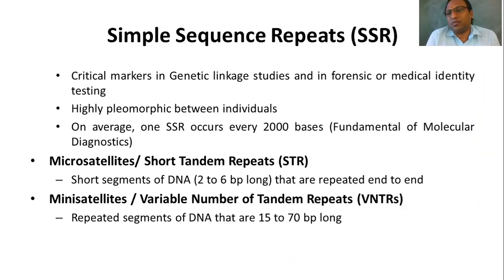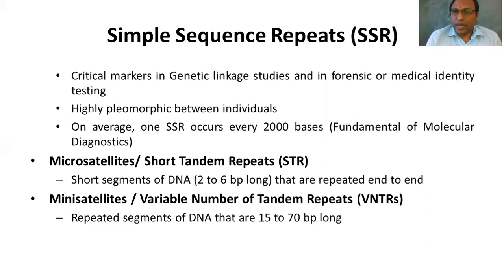So the simple sequence repeat, SSR, is a critical marker in genetic linkage studies, forensics, and medical identity testing. It is highly polymorphic between two individuals. On average, one SSR occurs every 2000 bases. That is the fundamental of molecular diagnostics.